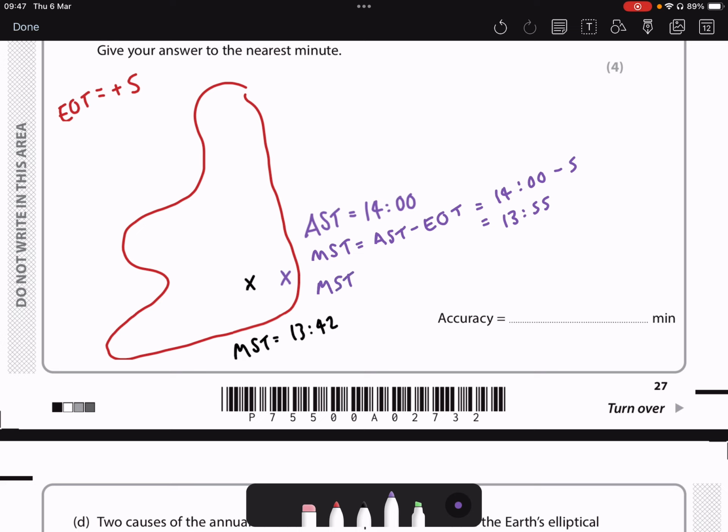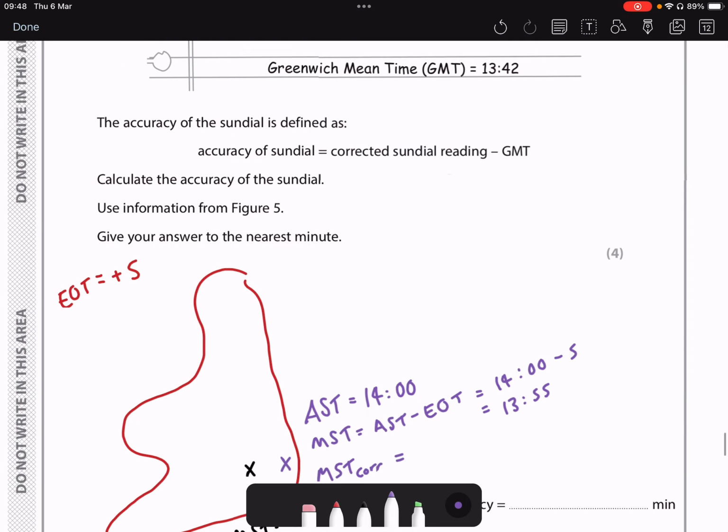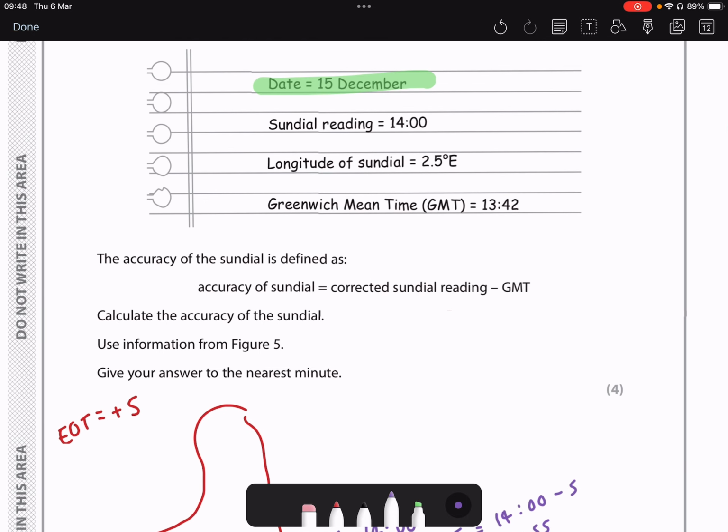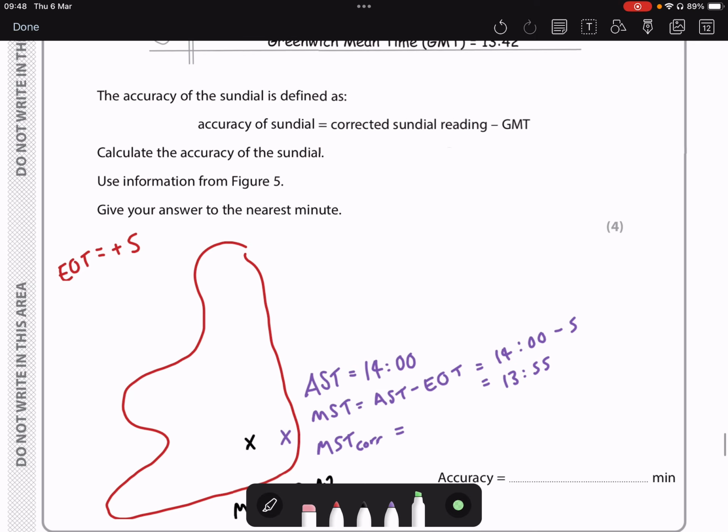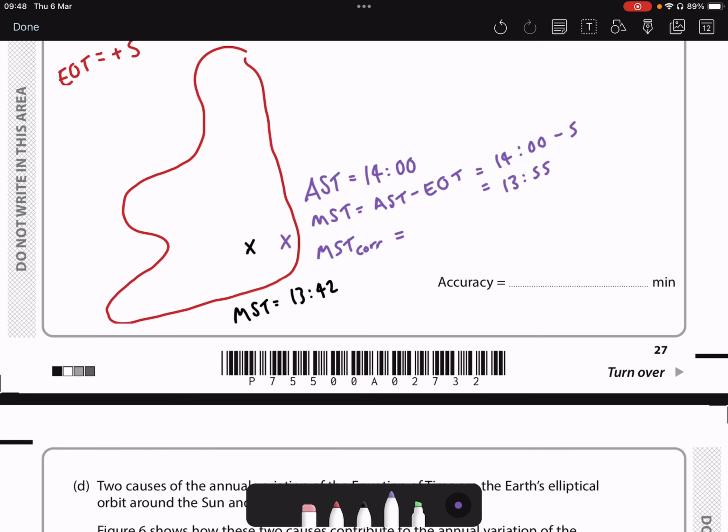What we then need to think about, though, is this thing they're introducing in the question, which is really annoying: MST corrected. And what does that mean? Well, it means if you were in this location, you actually want to know, what's the time in London? Well, you'd look and go, I'm 2.5 degrees east of London. 4 minutes is 1 degree, so 2.5 degrees is 10 minutes. That means I am 10 minutes ahead of London. So if I'm showing the mean solar time to be 1355, in London it's 1345.